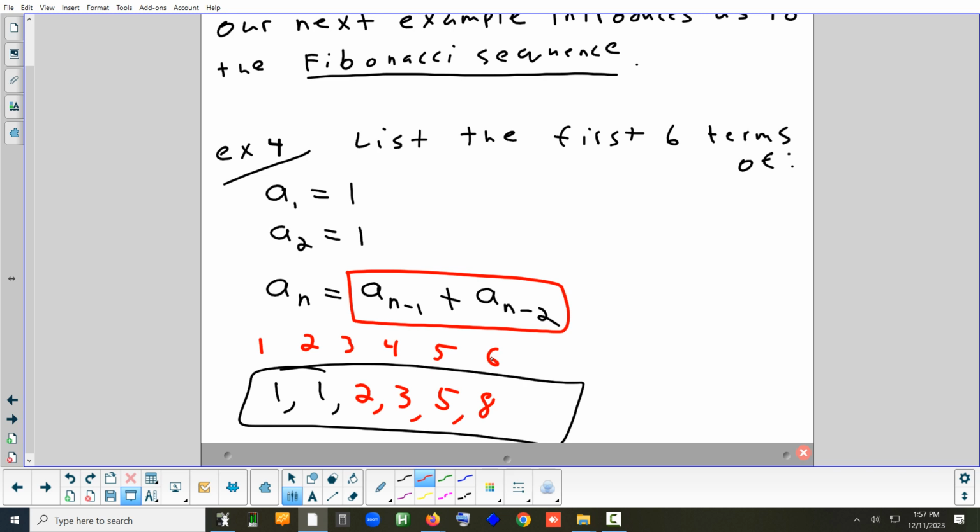So any question on figuring out Fibonacci terms using a recursive formula? I might ask you to do something like that. But I don't have you go so high.